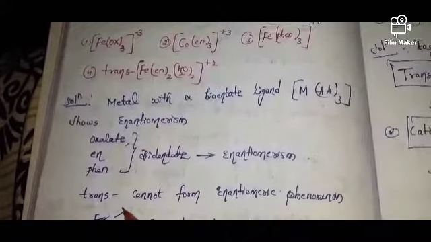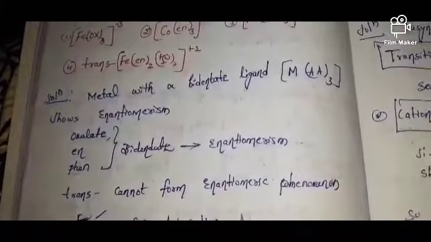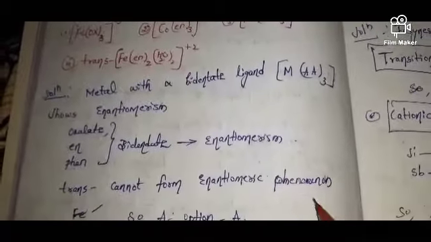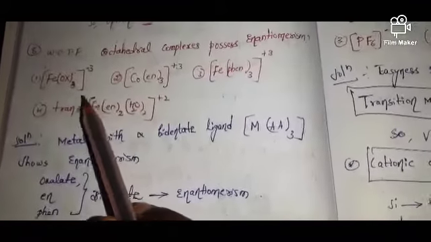We have to know, friends, that the trans form cannot show the enantiomeric phenomenon. So our options are 1, 2 and 3. So the option is A, friends.